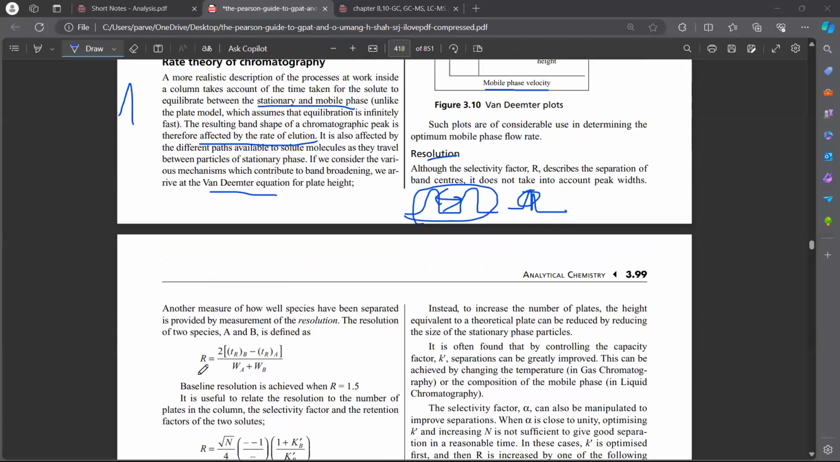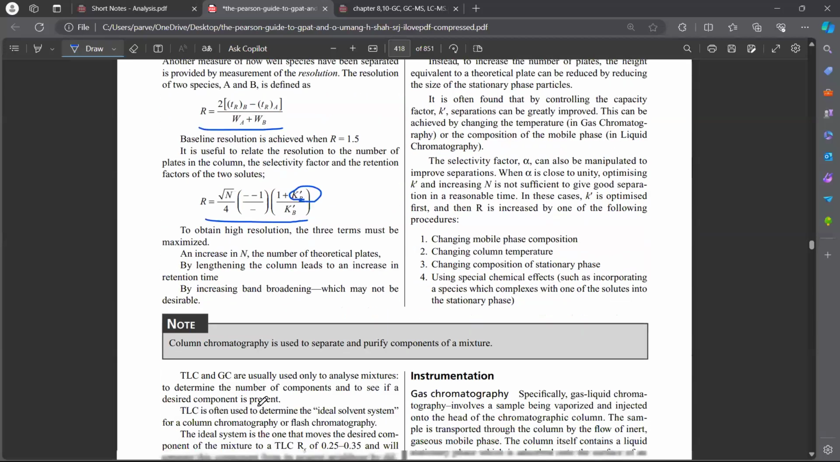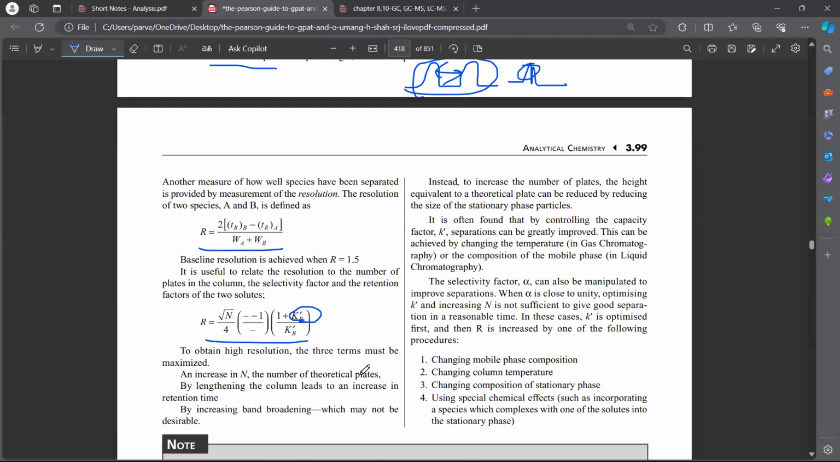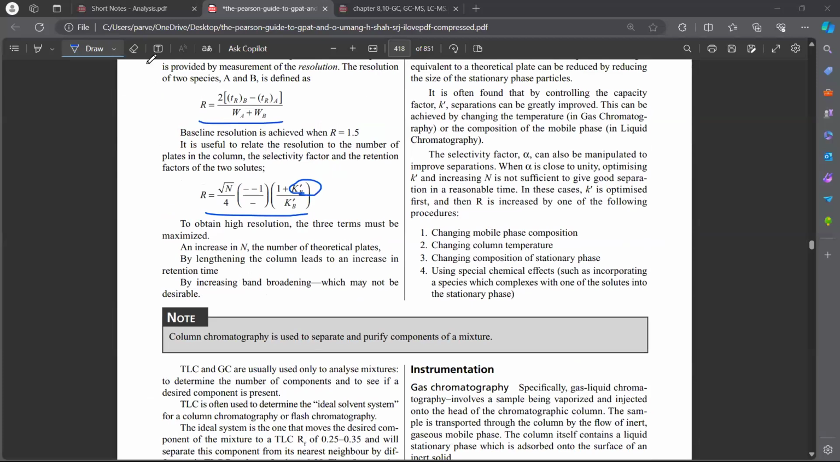Basically, this is the formula for the resolution, and this is the further formula where they have included the retention factor. In column chromatography, as I mentioned earlier, there are two terminologies we will encounter: Rf and Rx.